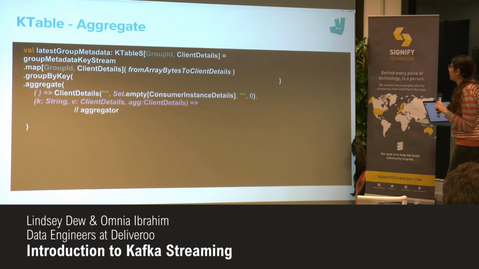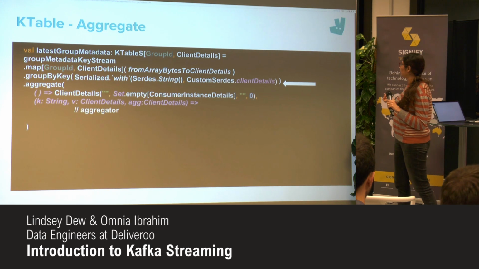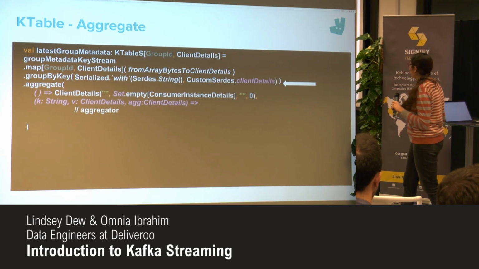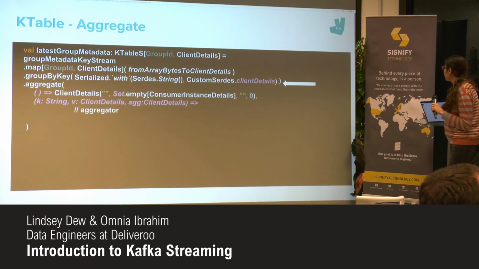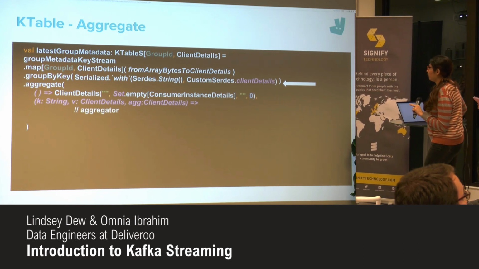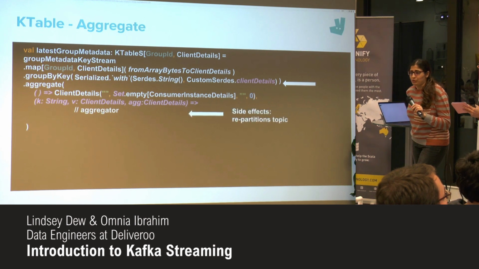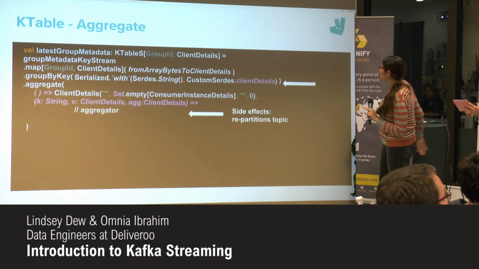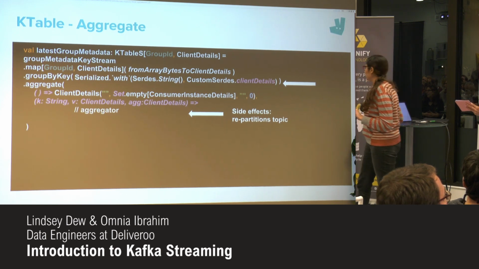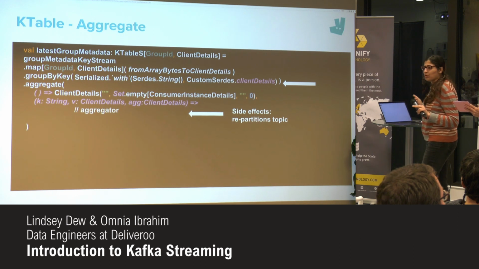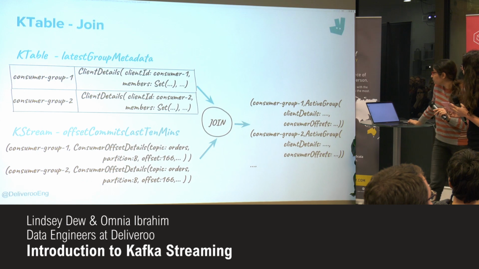So group by key now can be like this: a serde for string, because group ID is just a string, and the custom one we defined for the value. This code works fine. The only last trick is that aggregation has a side effect too. Because it's stateful and it needs reshuffling, it has a repartition topic. We're going to talk in more detail later about why this is a side effect and why it's more pain.